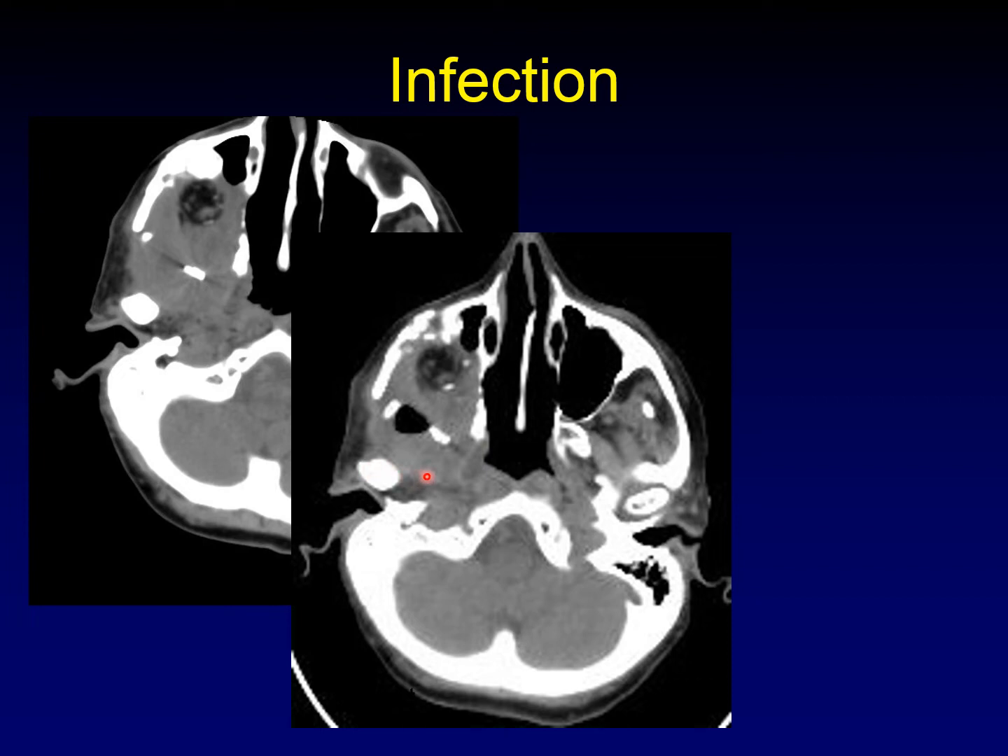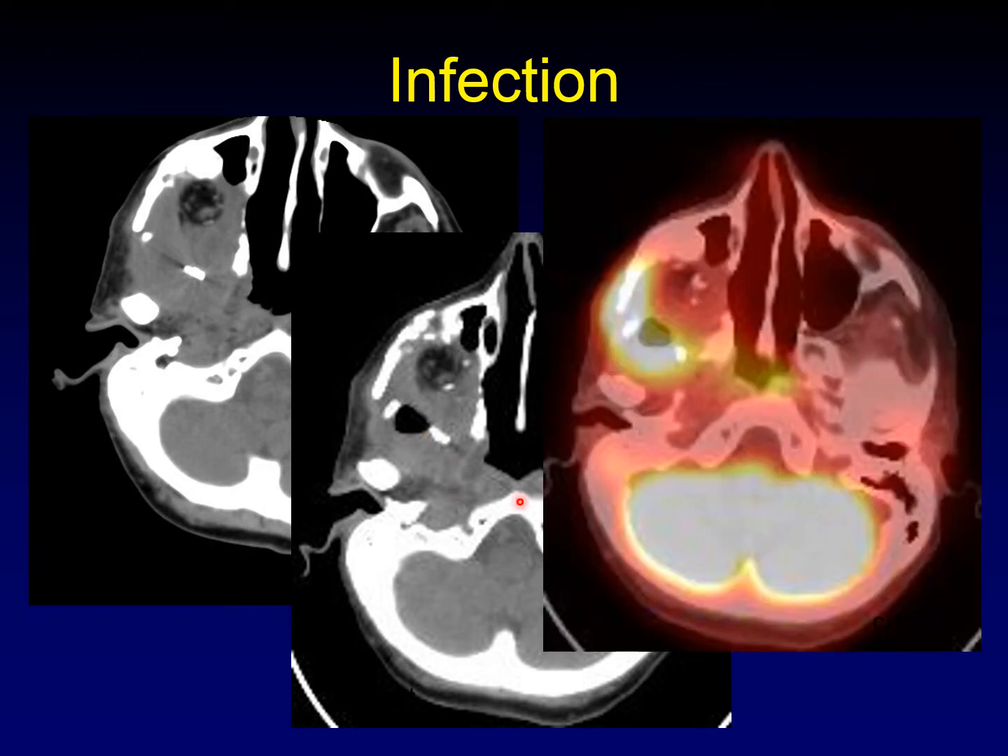Here is the CT after a couple of weeks. I thought maybe this is a response to therapy with a fistula formation. Here is the PET, and there's extensive FDG uptake. I felt like that really confirmed that this was all tumor. But they asked us to put a needle in it. We aspirated this, and pus came out. This is all a postoperative abscess.